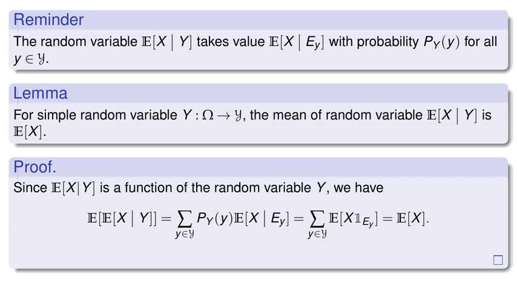The proof is straightforward. Since expectation of X given Y is a function of Y, its expectation is the sum over y in script Y of the value it takes, which is expectation of X given E_y, times the probability of taking that value, which is P_Y(y). This sum is the sum over y of P_Y(y) times expectation of X given E_y. We know P_Y(y) times expectation of X given E_y is just the expectation of X times the indicator of E_y. Summing this over all y in script Y gives the expectation of X because the events E_y partition omega.